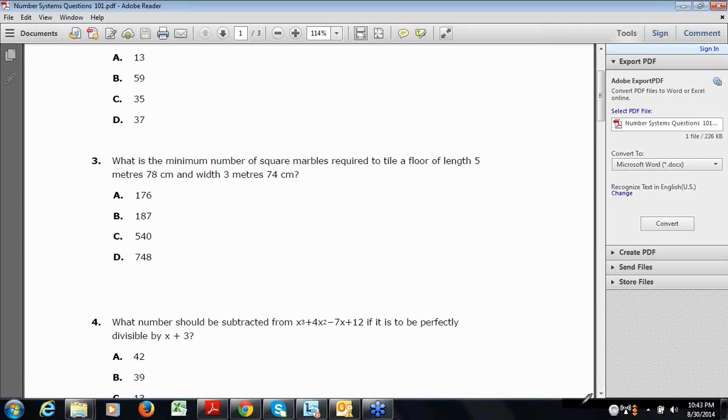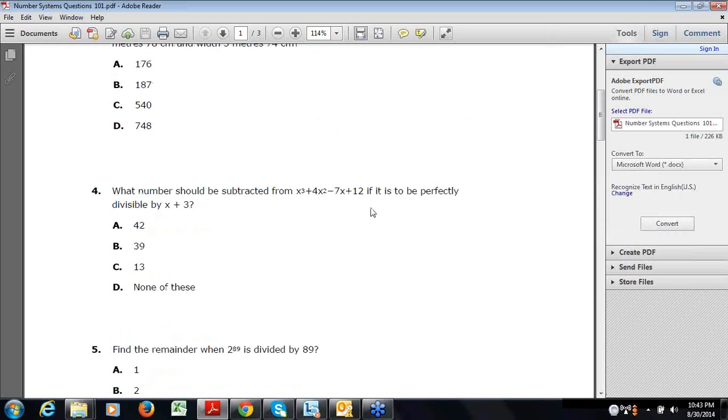What number should be subtracted from x cube plus 4x square minus 7x plus 12 to be perfectly divisible by x plus 3? What you have to do is simply put x equal to minus 3 into this. You'll get the value as 42.